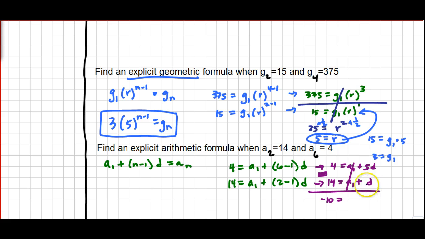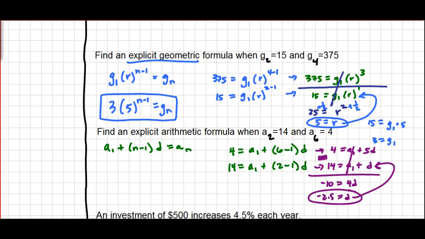And then 5d minus 1d is going to be 4d. If you divide both sides by 4 there, you get negative 2.5 for d. So again, I plug that back in to one of the two equations. Usually I plug it into the bottom one because that's got smaller numbers. And when I do that, I get 16.5 for a sub 1.